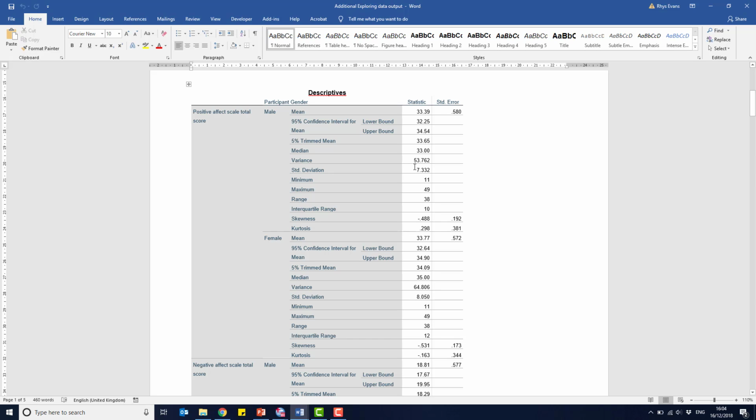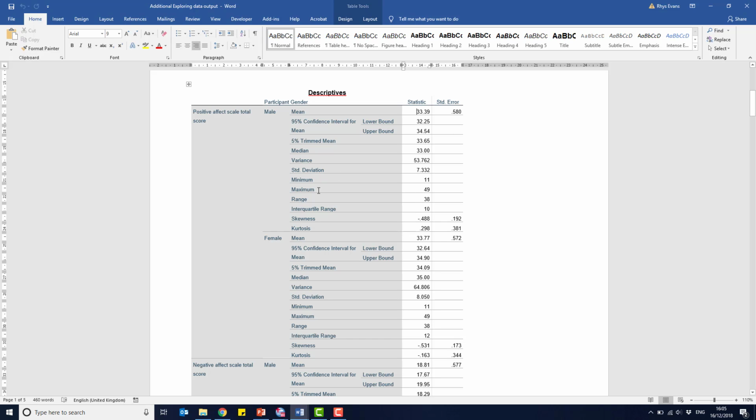I'm looking at the standard deviation. What that tells me is that most people, so you've got the mean score here of 33.39, are going to fall between 7.33 points on the positive affect schedule above the mean and 7.33 points below the mean. So it gives me an idea of how dispersed all the scores are around the mean, and APA style recommends that those two things are reported in combination. So whenever you use a mean, you should report your standard deviation too.